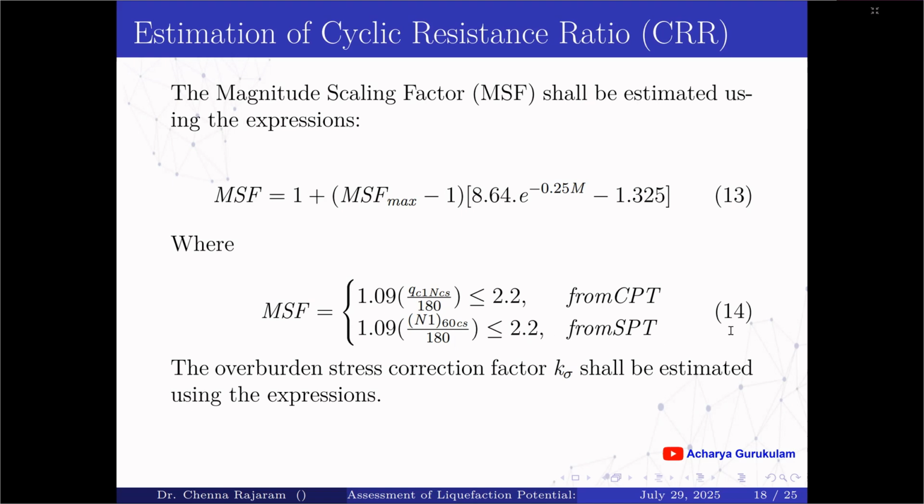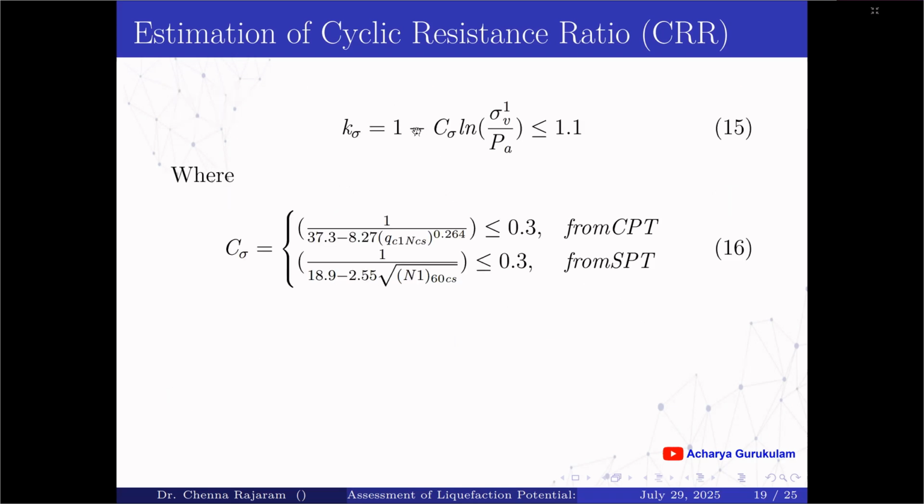The overburden stress correction factor K sigma shall be estimated using the expressions. K sigma is equal to 1 minus C sigma natural logarithm of (sigma V prime divided by Pa), less than or equal to 1.1, where C sigma is equal to 1 divided by (37.3 minus 8.27 into (QC1NCS) whole to the power of 0.264), less than or equal to 0.3 from CPT. And for SPT, the value of C sigma is equal to 1 divided by (18.9 minus 2.55 under root of N160CS).